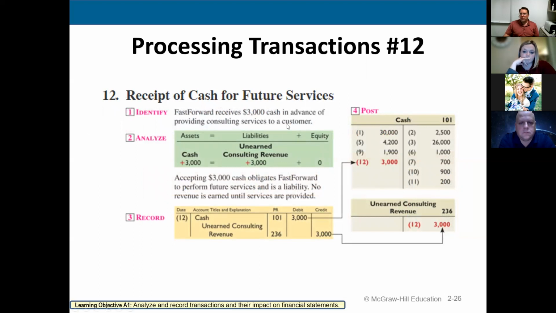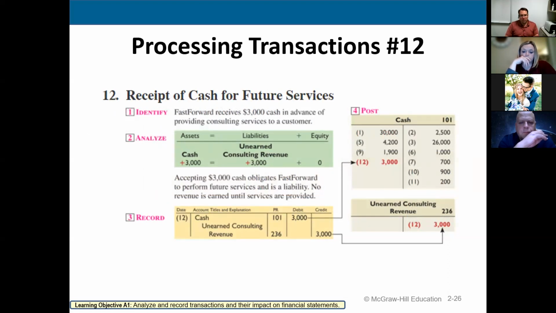Here we receive $3,000 cash in advance of providing consulting services to a customer. So our cash goes up, that's our debit. And then our unearned consulting revenue, which is a liability, money we owe. We either are going to owe them the money or the consulting services we promised. And so our cash will increase by 3,000 with the debit, and then our unearned consulting revenue will increase with a credit.